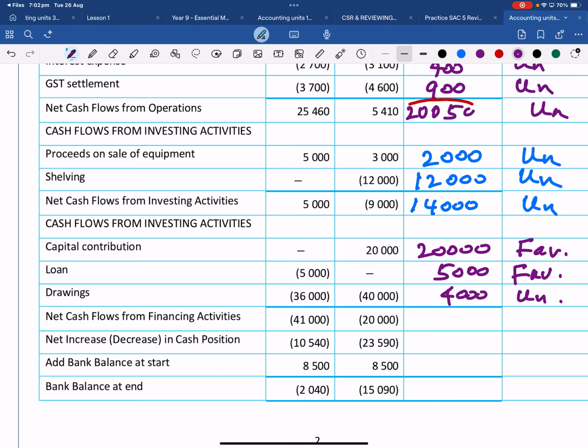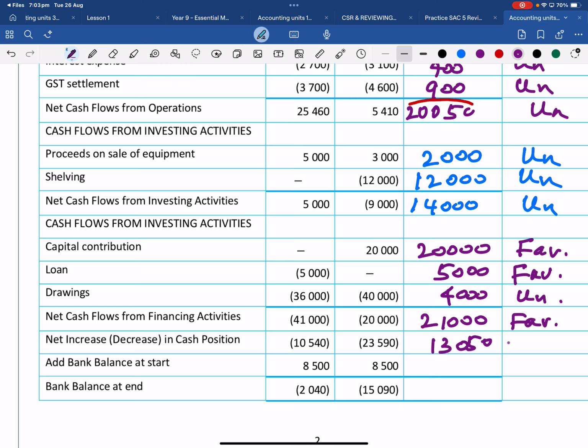Then net cash flows from financing activities, 21,000. Favorable. Why, Sash? Because you thought you would lose 41,000, but you actually only lost 2,000. Wonderful, very good. That's how you have to go through the logic, guys. Net increase in cash position, good or bad? Unfavorable. So then let's calculate: 13,050.